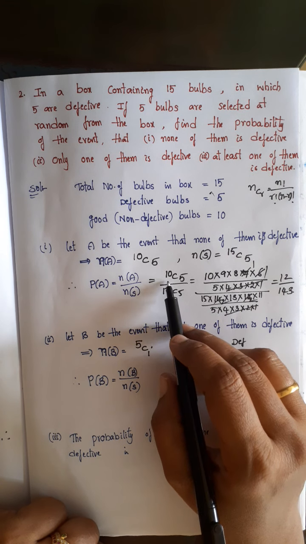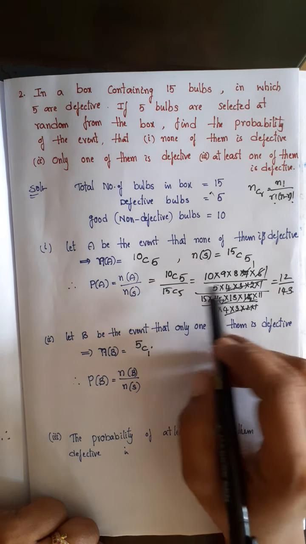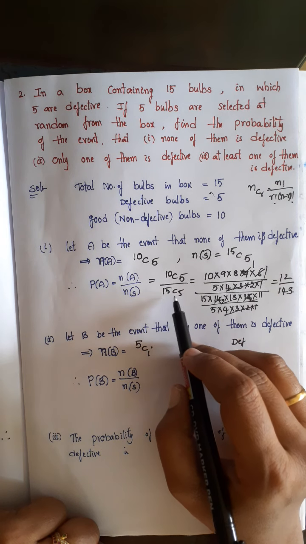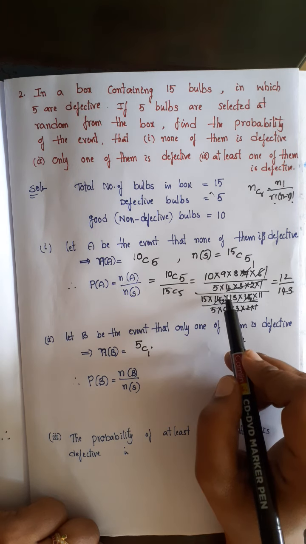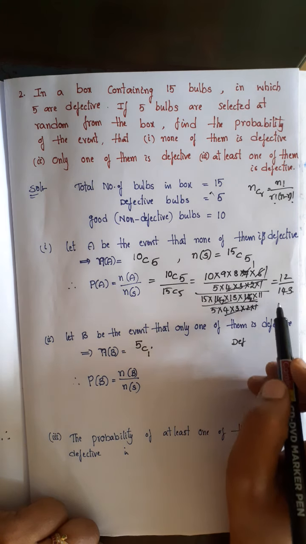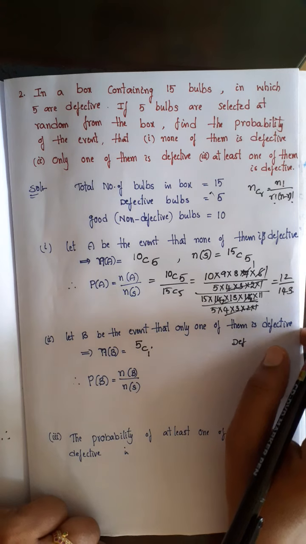Do you remember what 10C5 is? 10 to 5 terms by 5 factorial. 15C5 means 15 to 5 terms by 5 factorial. These two terms get cancelled, and on simplifying you will get 12 by 143. Let us see the next one.